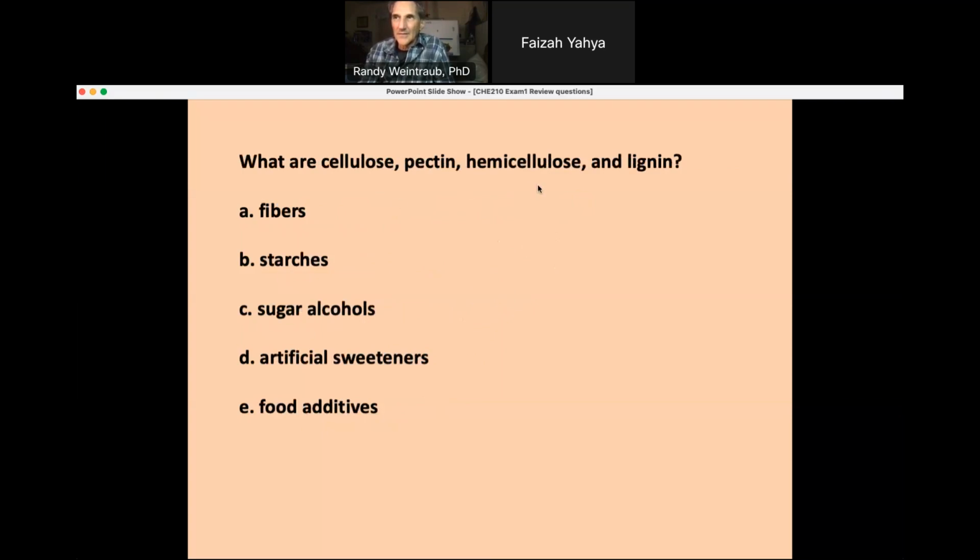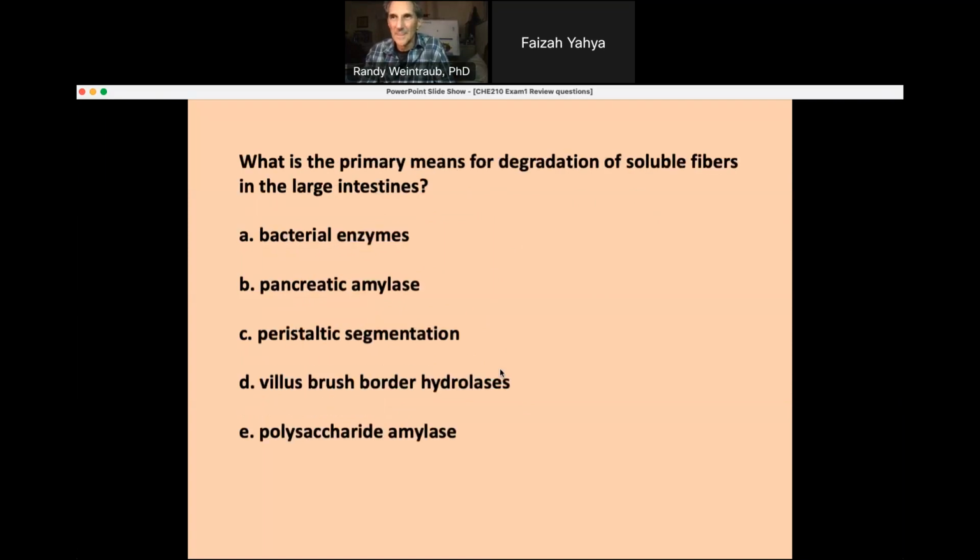Cellulose, pectin, hemicellulose, and lignin. So this again, have some chapter 4 questions here. So this one is chapter 4. This is a description of fibers. Again, so these last few are chapter 4. So don't have to worry about these now.